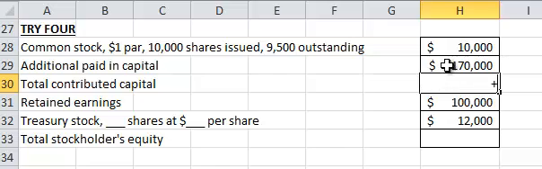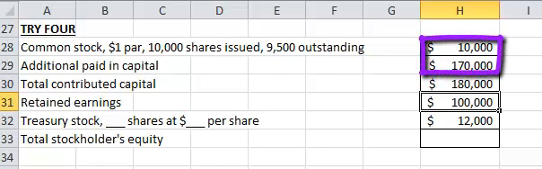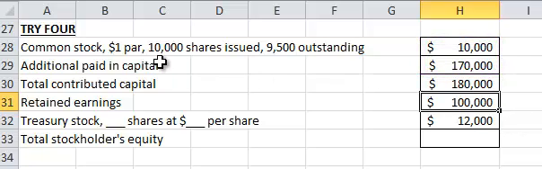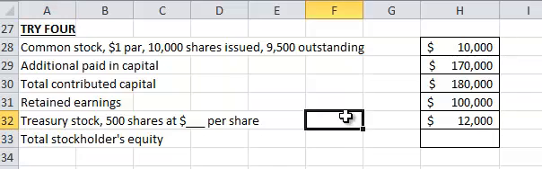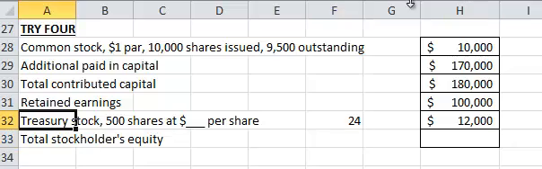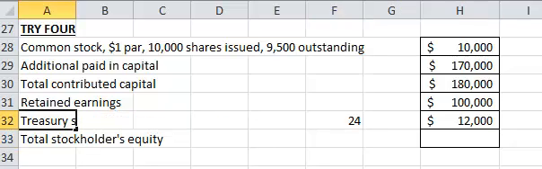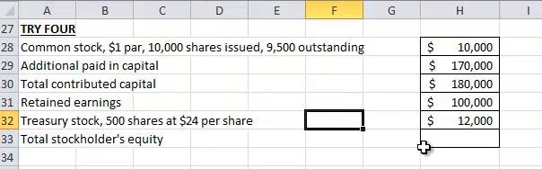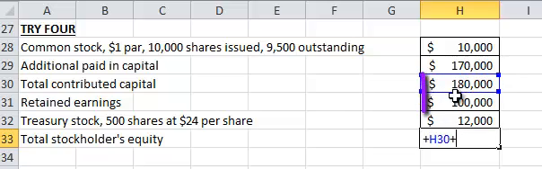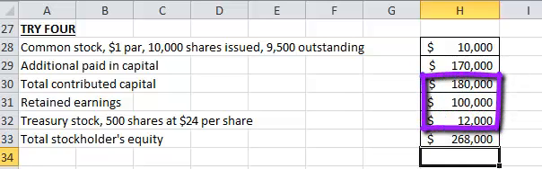So now we can get the math. The total contributed capital, 180,000. They give you retained earnings. Treasury, how many shares do we have? 10,000 issued, 9,500 outstanding. So it must be 500 shares in treasury. What is that per share? Take the 12,000 divided by the 500 and we get $24 per share. All right, and I can pop that in there. And I can complete that doing the math. Contributed plus retained earnings minus treasury. And there's try number 4.